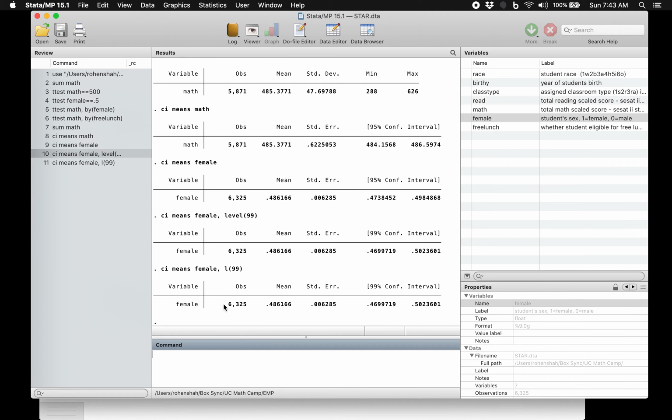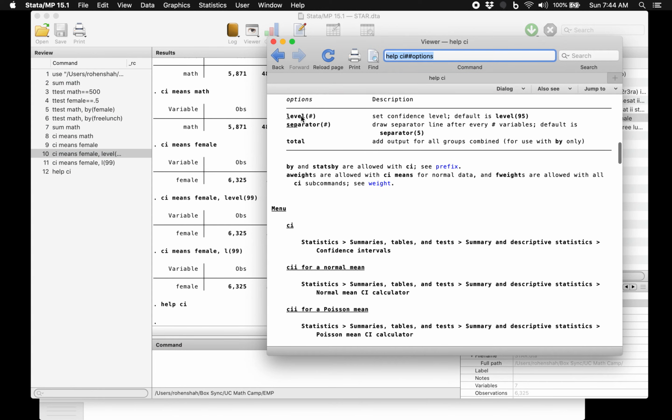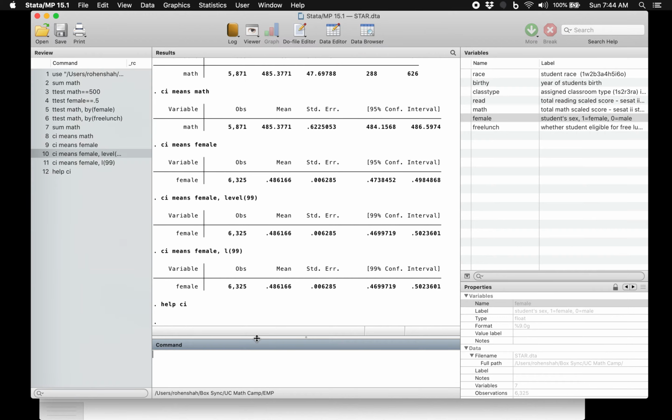So if you're ever confused about this, again, the help command is useful. Let's say you weren't sure if it was L or LEV, like what's the shortcut if you don't want to type out the whole word? You could just say help CI. And so it's telling you, you could click on the options, see what options are. Oh yeah, level, see the underlined L? That means L works, instead of the whole word. And then it's telling you what confidence level you want to set. So the default's 95.